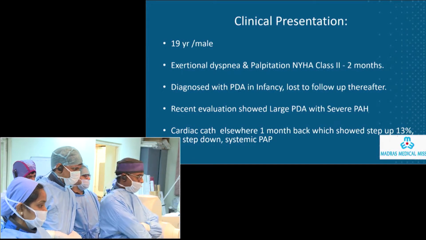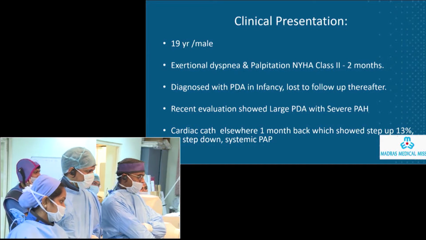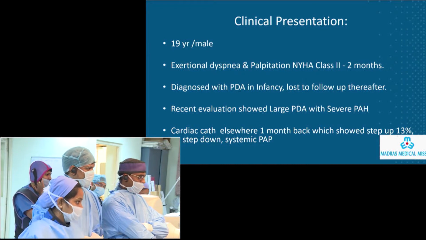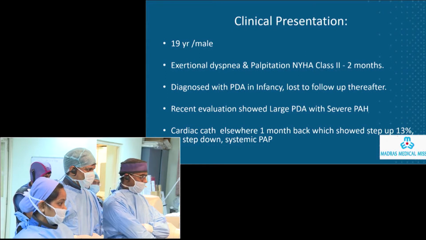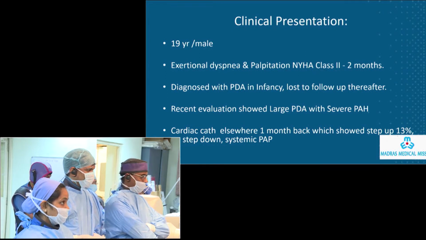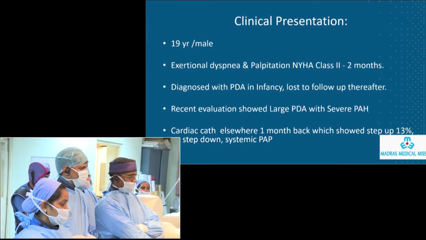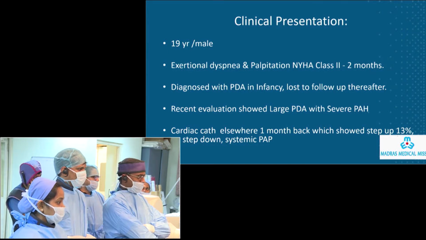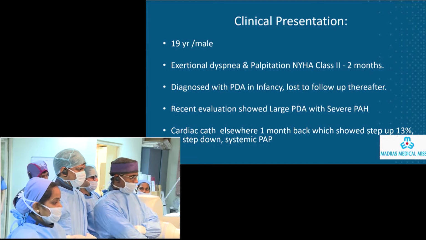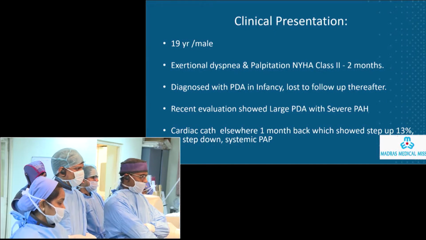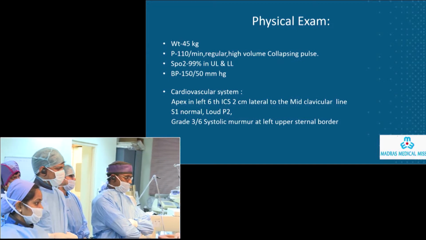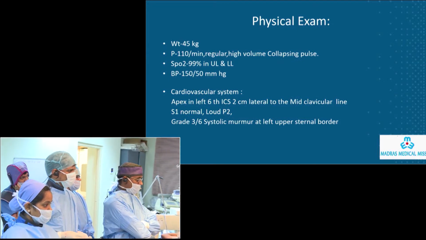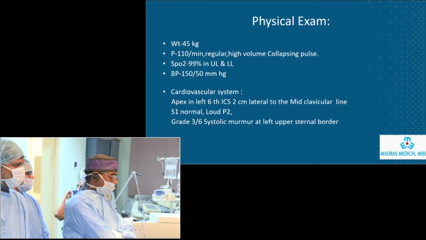A 19-year-old male, diagnosed to have PDA in infancy, however lost to follow-up, is increasingly becoming symptomatic. Recent evaluation showed a large PDA with severe pulmonary hypertension. A cath was done outside, which showed a step up of 13%, no step down, and the pulmonary artery pressures were the same.